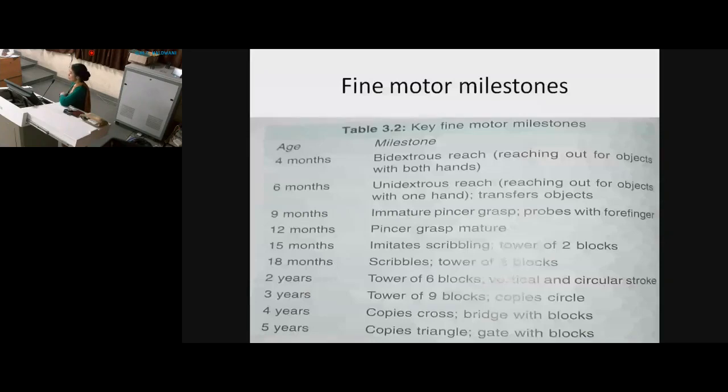Now the fine motor milestones. Initially I told you they have a bidextrous grasp, then a unidextrous, then immature pincer grasp and mature pincer grasp. Beyond this age, we can give a child paper and pen and see what the child can do. Right? So at around 15 months, he's just able to scribble. Or if you're looking at blocks, then 15 months, 2 blocks, 18 months, 3 blocks. At 2 years, he can build a tower of 6 blocks and he can make vertical and horizontal strokes. At 3 years, 9 blocks, or he can copy, and actually begins to draw a circle.